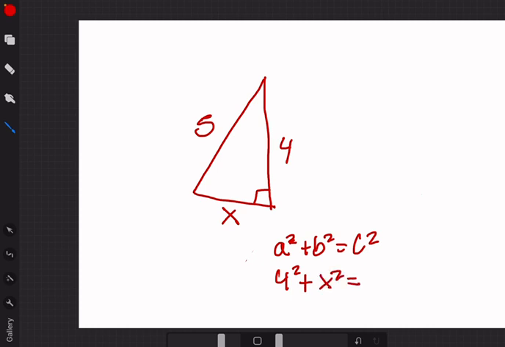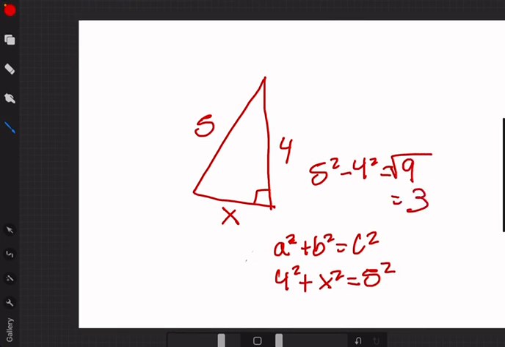then we're going to have to subtract 4 squared from 5 squared. So 5 squared minus 4 squared equals 9, and the square root of 9 is 3. So x equals 3.